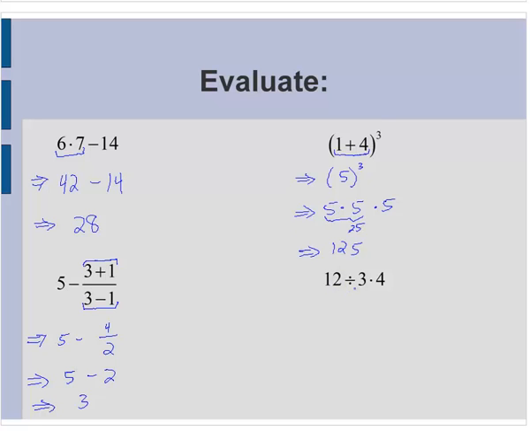Finally, we have 12 divided by 3 times 4. Now remember, in the order of operations, we have no grouping symbols here and we have no exponentials, so we would go straight to the multiplication and division. But remember, multiplication and division are on the same level, and we evaluate them as we see them from left to right. So the first operation would be 12 divided by 3, which is 4, and 4 times 4 is 16.